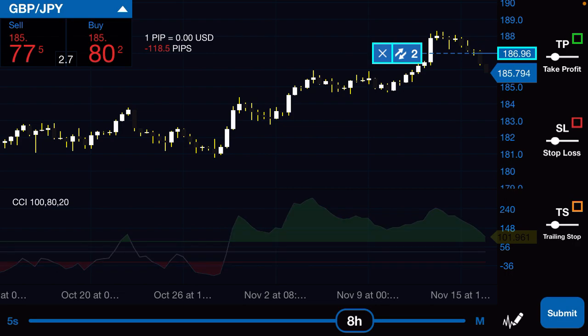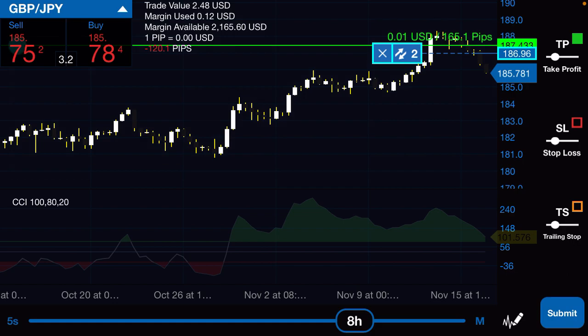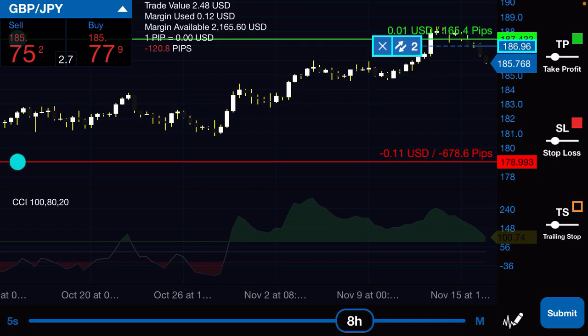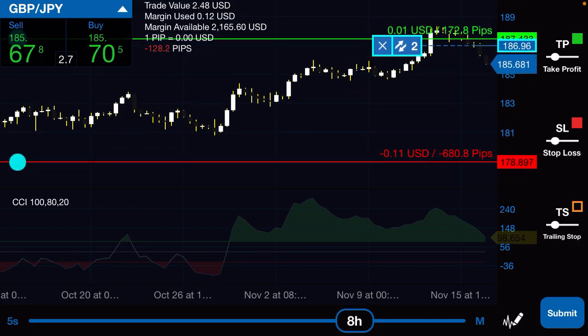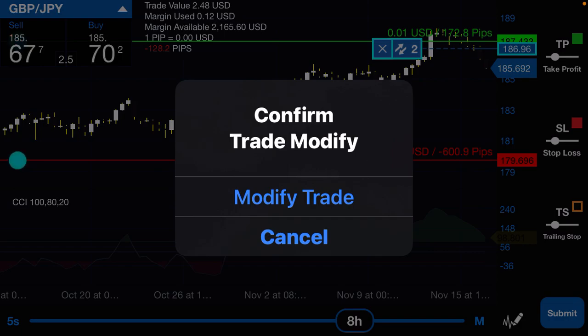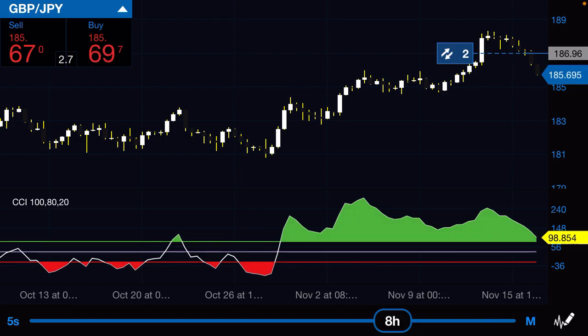I put a trade on right there, but see, this one's kind of cool because you can just draw the take profit, just tap the stop loss and just tap the stream, put it right on there instead of having to, and it can be moved up and down real easy. I like that one. And then submit it, modify the trade successful.